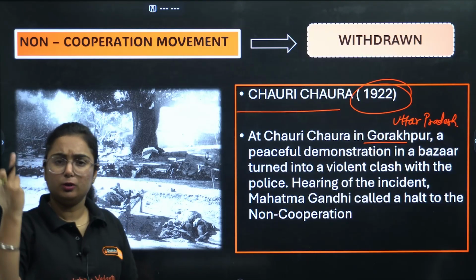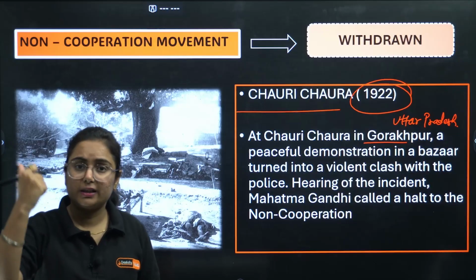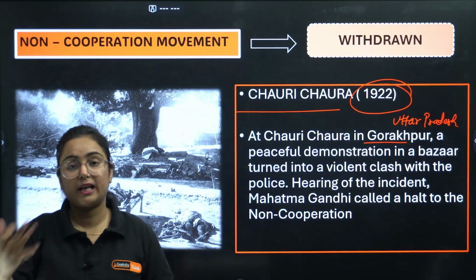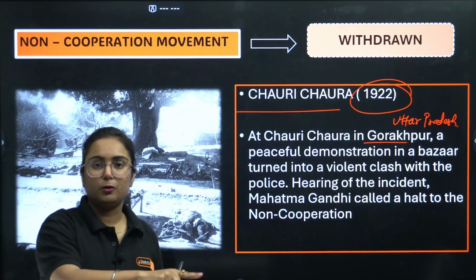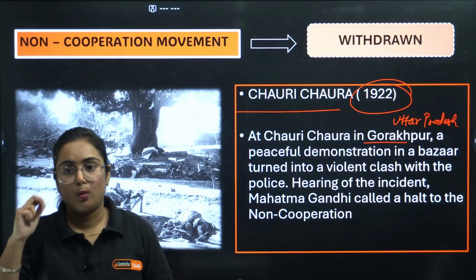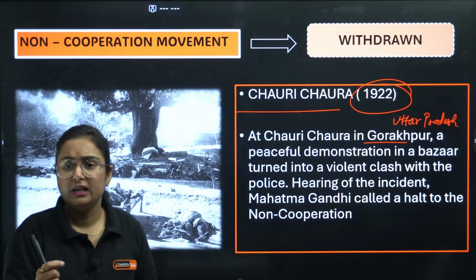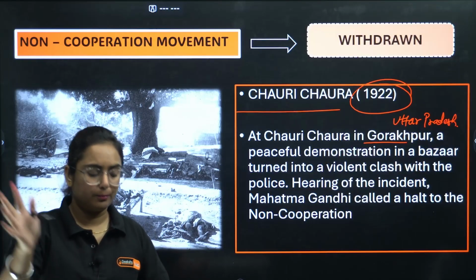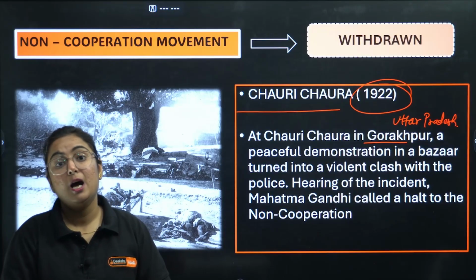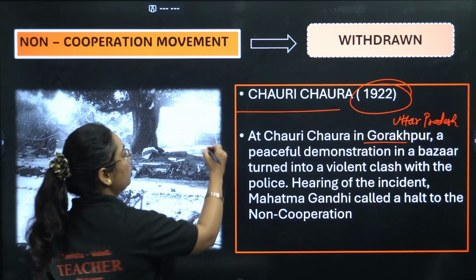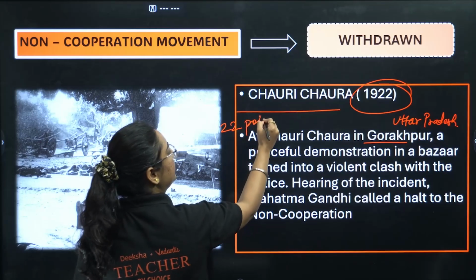Now something happened with Britishers. They started firing at that peaceful procession. There was a violent clash between the protesters and the government. Hearing this incident, some people went and set fire to the British police station, due to which 22 policemen died.